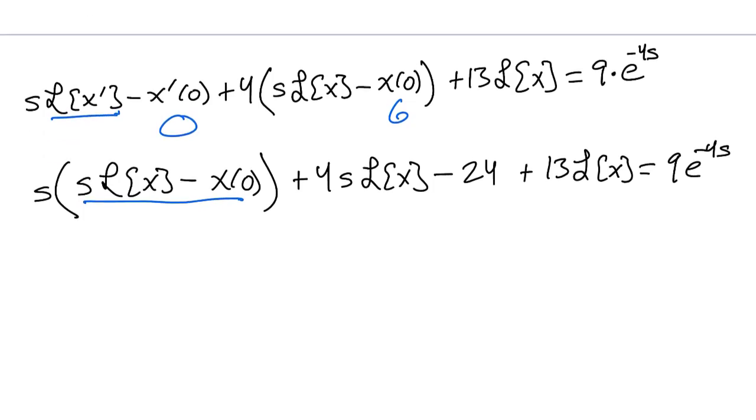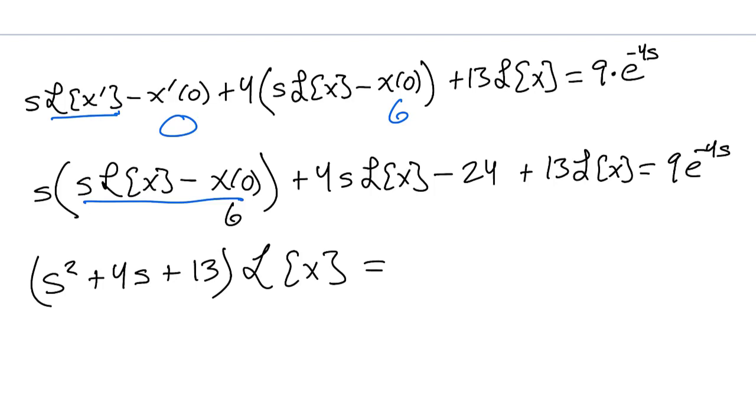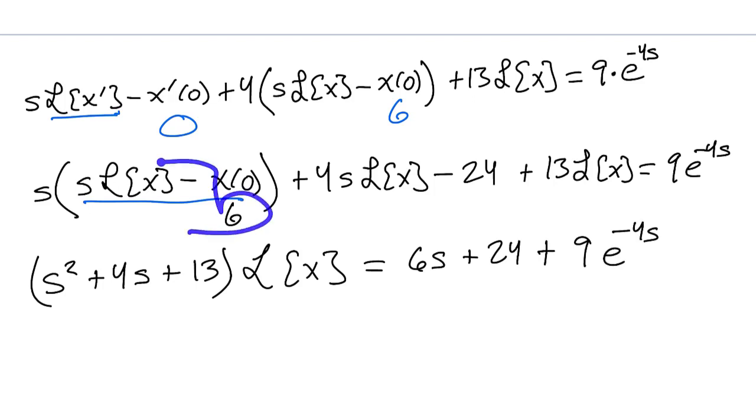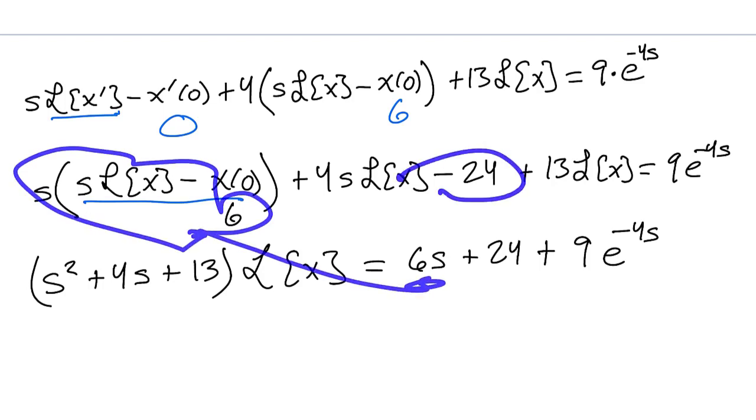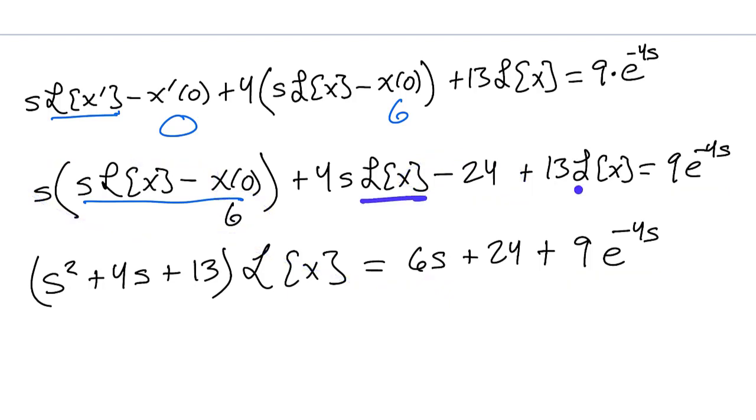And then x of 0 again is 6. So this, all said and done, is s squared plus 4s plus 13 L of x equals 6s plus 24 plus 9 e to the minus 4s. We have a 6s right here, negative, that's added to the other side. We have a 24 that's added to the other side, and then the 9 already was there. And then I just collected the L of x terms. There's the characteristic equation as expected.